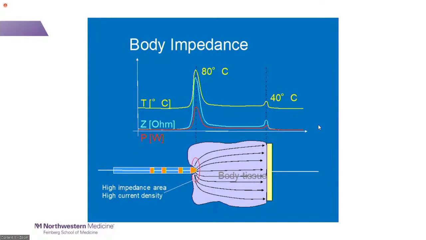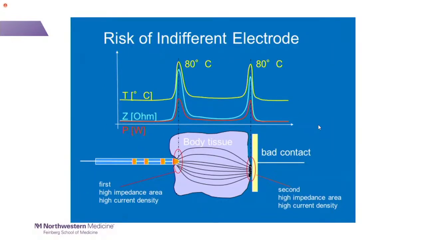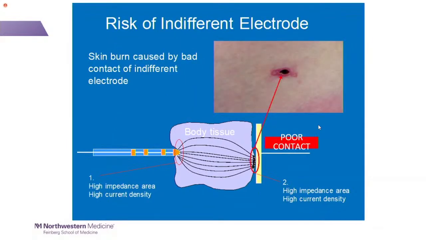However, you can imagine a scenario where you have poor contact, or your dispersive electrode is too small, then that current concentrates at that one spot. And this is how we get the dreaded skin burn. Okay, has anyone ever seen this before? Yeah. So this is suboptimal.